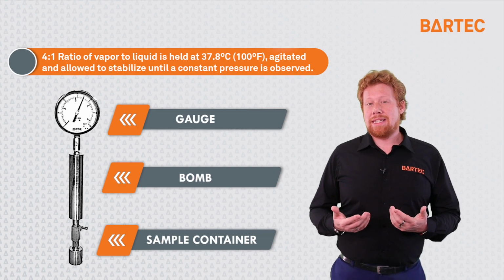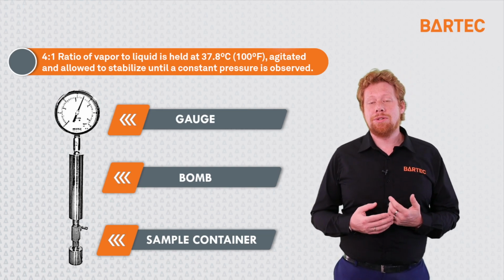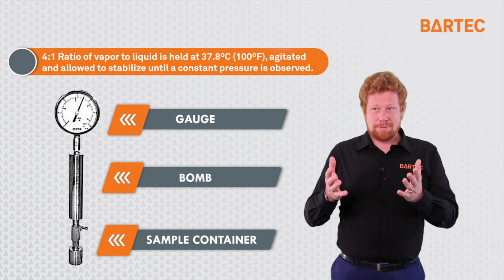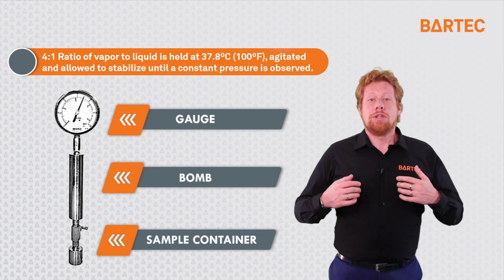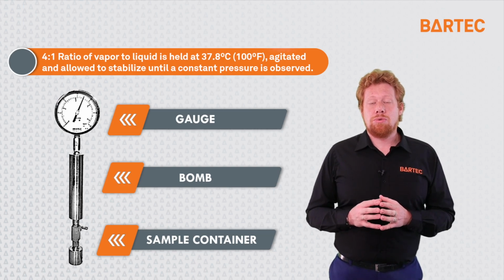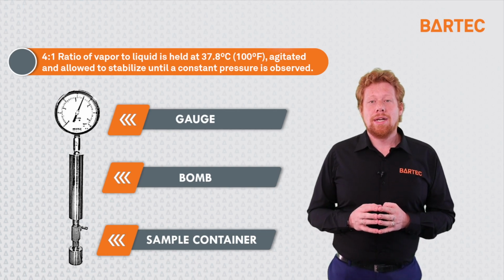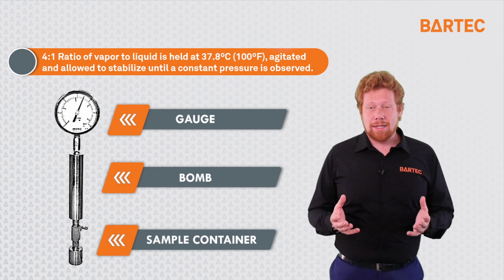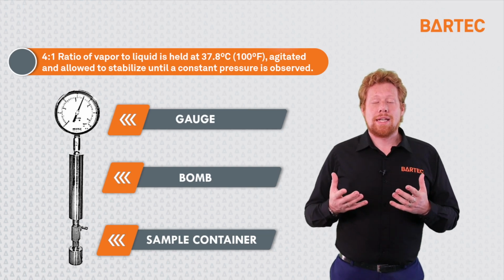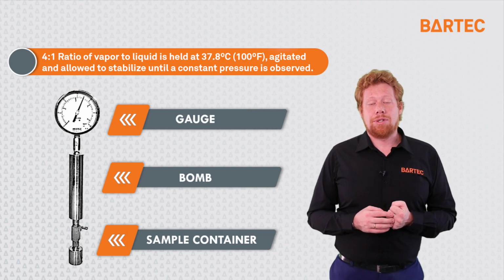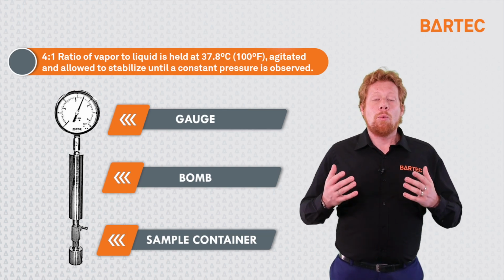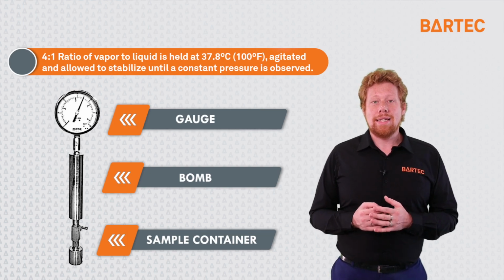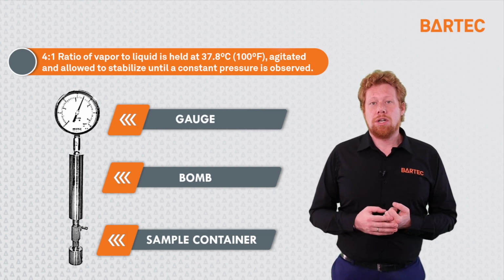In the lab, we measure specifically RVP, Reid vapor pressure, and to do that, we use an apparatus as displayed here with a gauge, a bomb, and a sample container where the sample will be exposed to a 4:1 expansion ratio that allows the vapors to expand. All of this while the sample is maintained at a constant temperature of 100 Fahrenheit or 37.8 degrees centigrade. When the pressure stabilizes in the apparatus, we have reached what is called the RVP, the Reid vapor pressure.